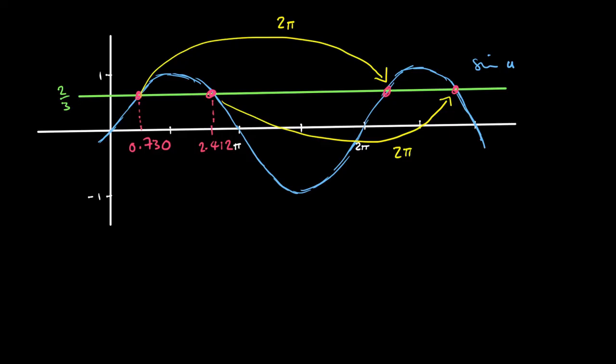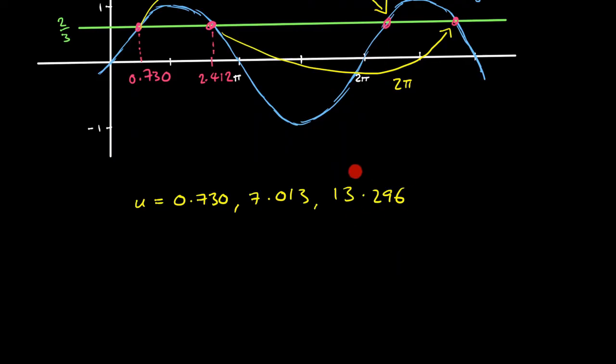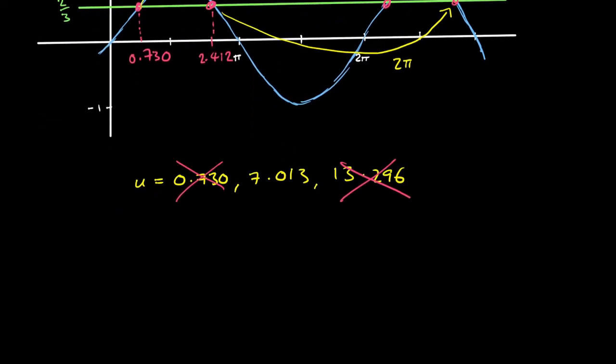So I get solutions u is equal to 0.730, but if I add 2 pi, I get 7.013, and if I add another 2 pi, I get 13.296. Okay, if I add another 2 pi, I get 19.57, and that's already out of bounds, right? Oh, sorry, actually 11.5 was already out of bounds, so that solution is also irrelevant. So that solution is not needed because that's too big, and this solution is not needed because that's too small, right? Because I only want solutions between 1.5 and 11.5.